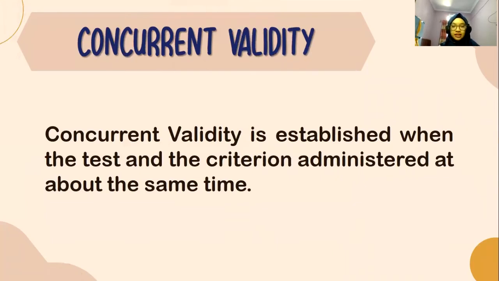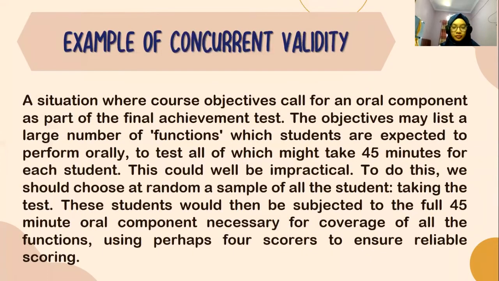Concurrent validity is established when the test and the criterion are administered at about the same time. Example of concurrent validity, where a situation where course objectives call for an oral component as part of the final achievement test. The objective may list a large number of functions which students are expected to perform orally, to test all of which might take 45 minutes for each student. This could well be impractical.